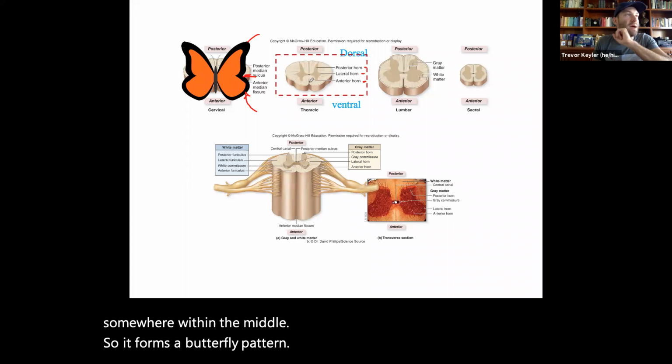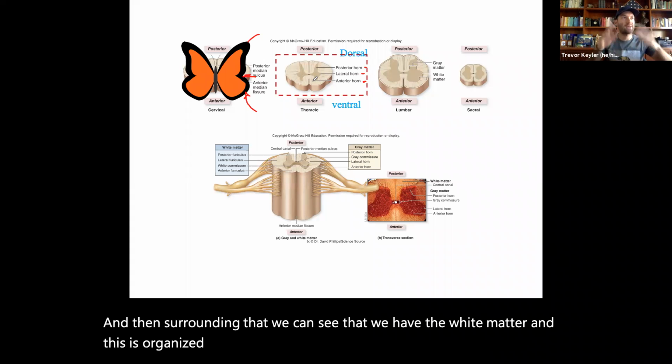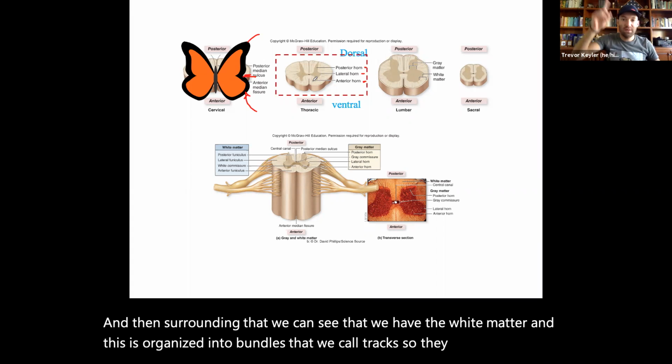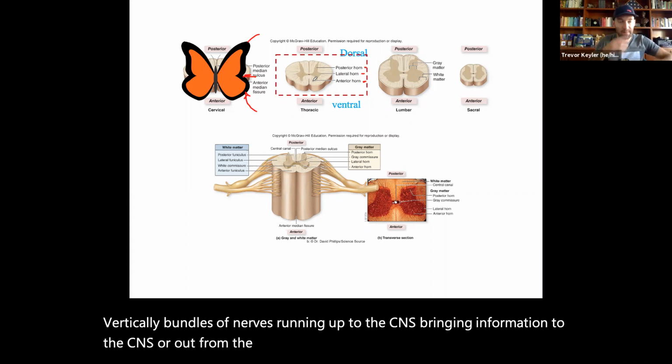And then surrounding that, we can see that we have the white matter. This is organized into bundles that we call tracts. So they run vertically, bundles of nerves running up to the CNS, bringing information to the CNS, or out from the CNS to the periphery. So it's just a bundle of axons, right?